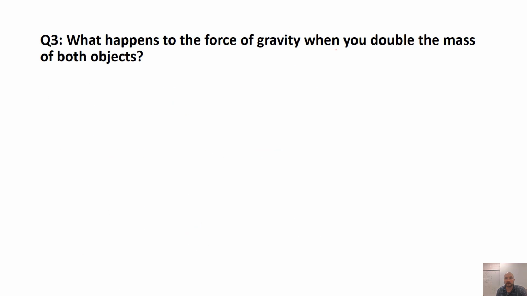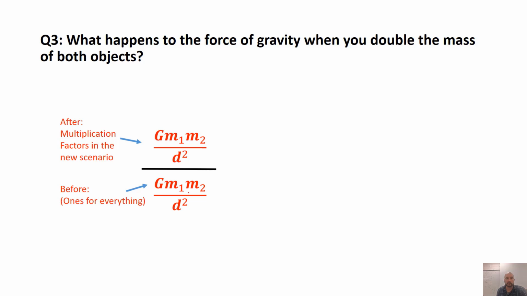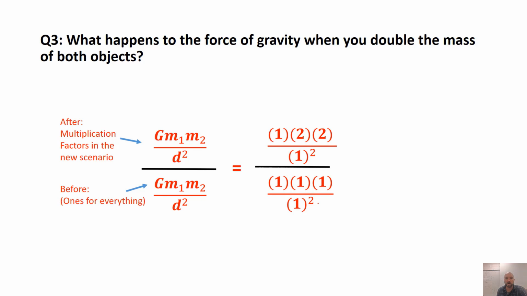What happens to the force of gravity when you double the mass of both objects? We go to the same equation. Everything down the bottom gets 1. We double the mass of 1 and the mass of 2. It doesn't matter which one's which. We multiply those together, and we get 4 times the original.